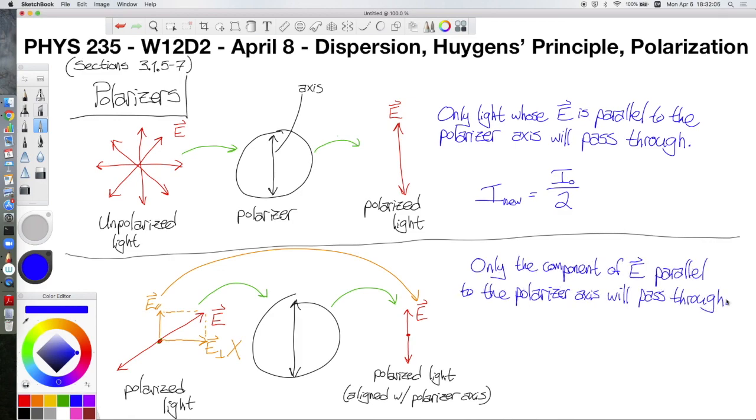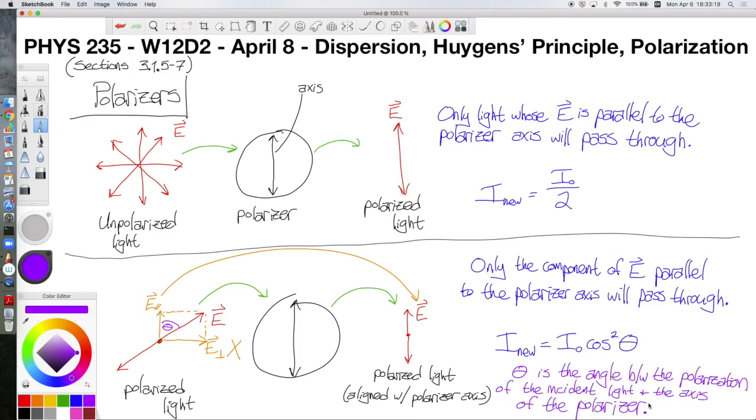And in terms of intensity, our new intensity is going to be related to the old intensity based on the following formula. The new intensity is going to be the original intensity before the polarizer times cosine squared of theta. And this angle theta here is the angle between the polarized light and the polarizer axis. So here, this angle will be theta.